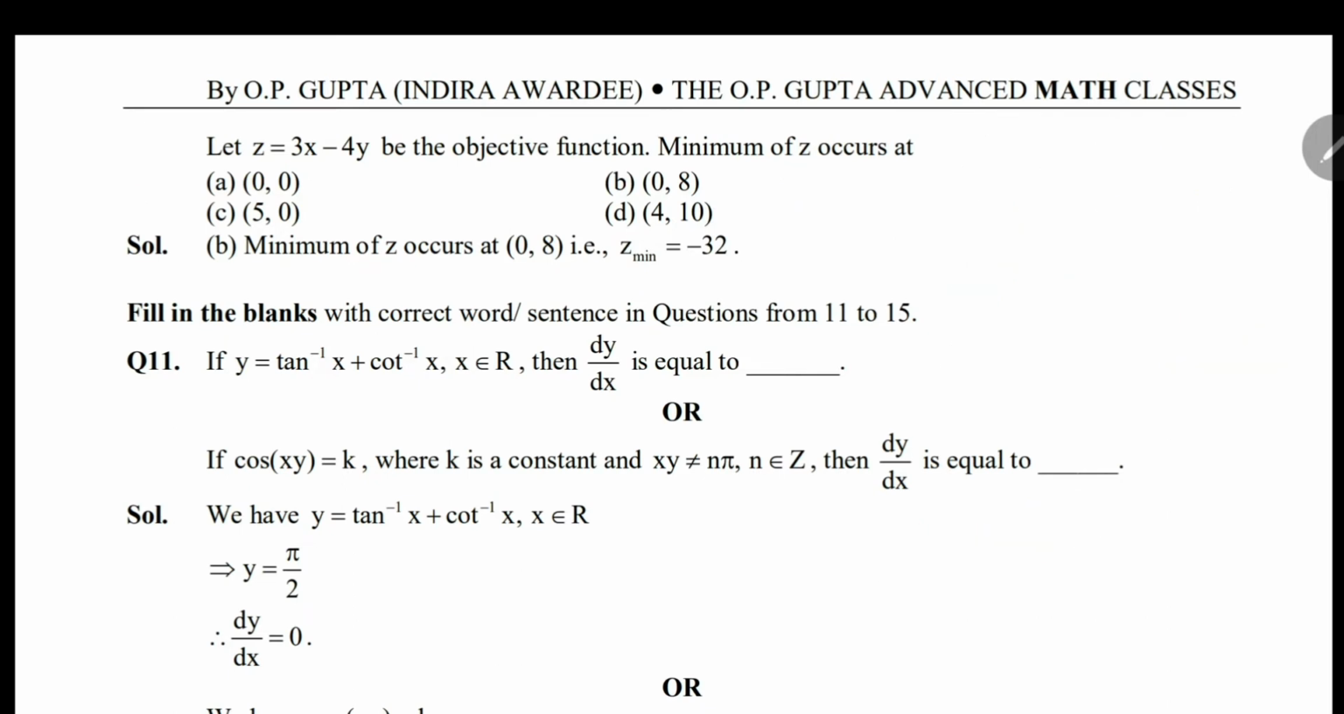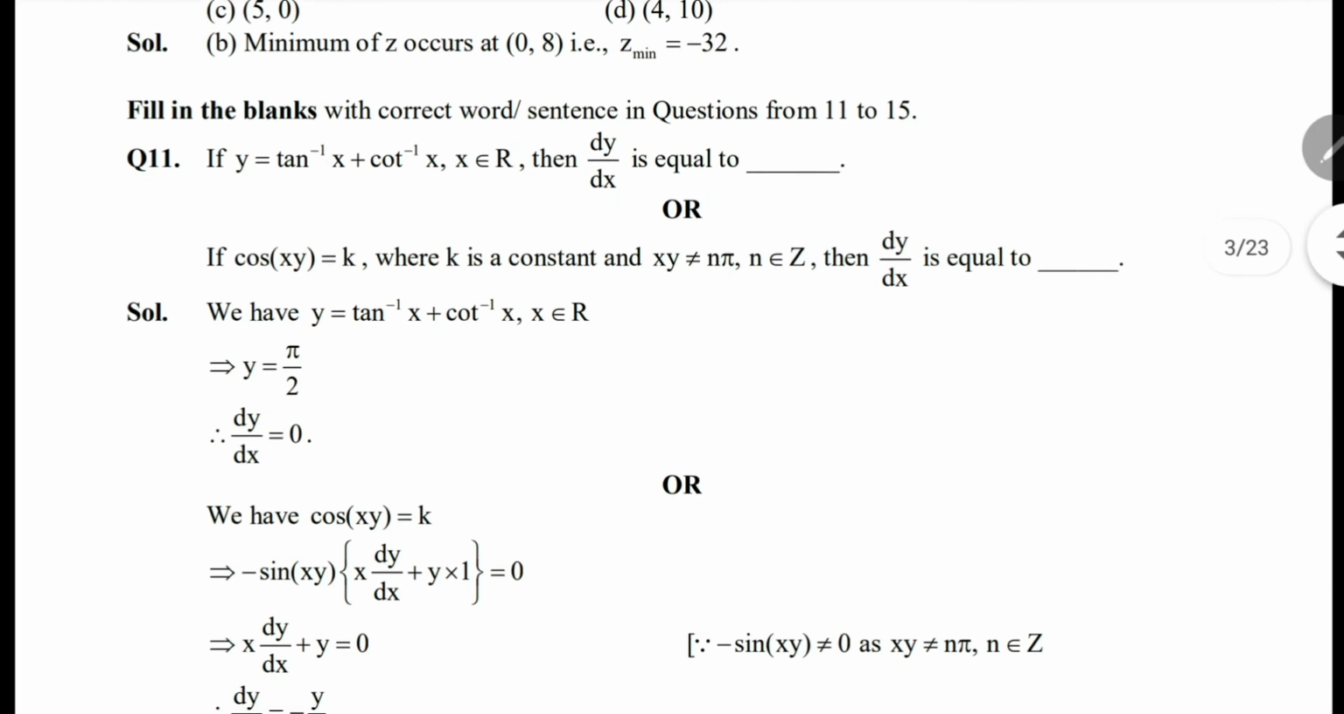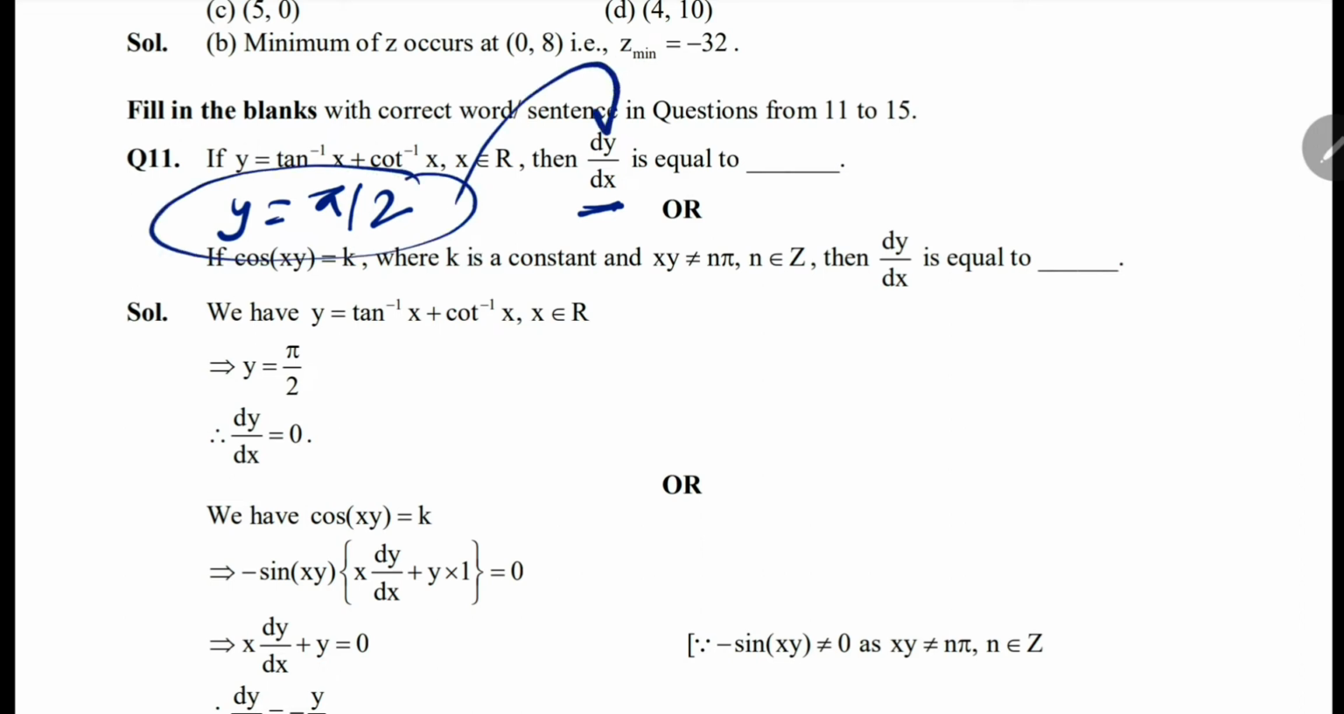Now moving further, in question number 11, we have to obtain the derivative of a function y, where y is given like this. You know that tan inverse x plus cot inverse x is pi by 2. Now it is a constant which on differentiating will give you 0. So the answer of this problem is 0.